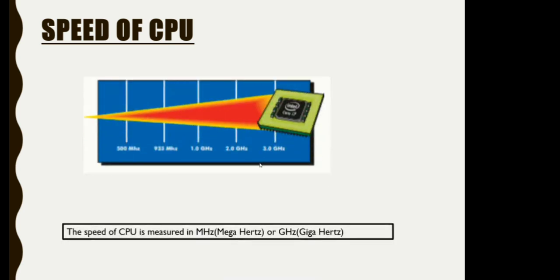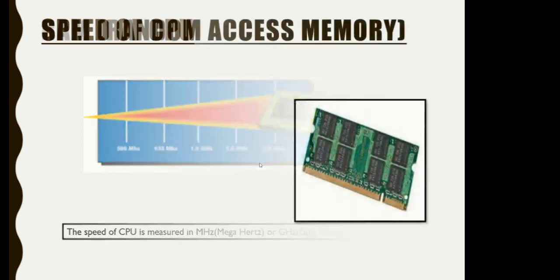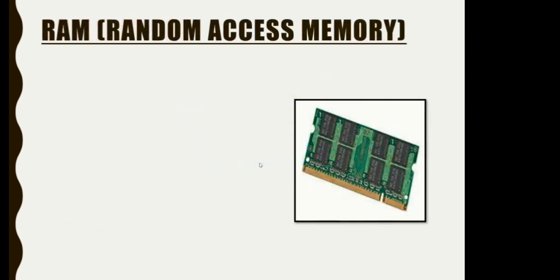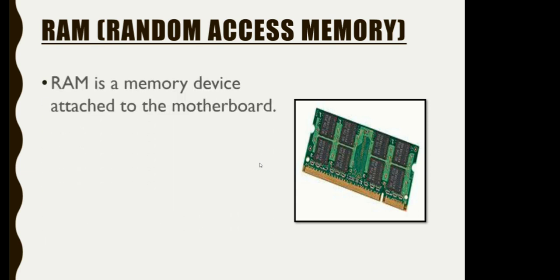Next is speed of CPU. My dear students, the speed of the CPU is measured in megahertz or gigahertz. The faster the speed of the CPU, the faster the computer can operate. So the speed of the CPU is increasing day by day. The third component inside the system unit is random access memory, that is RAM. RAM is a memory device attached to the motherboard.